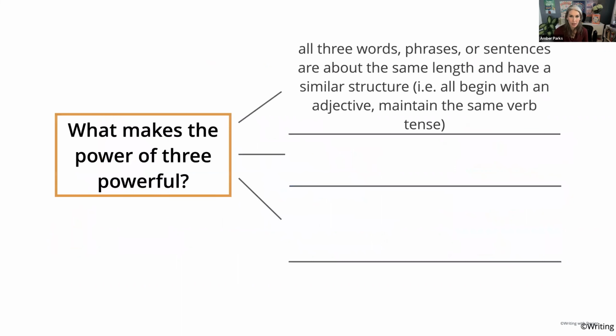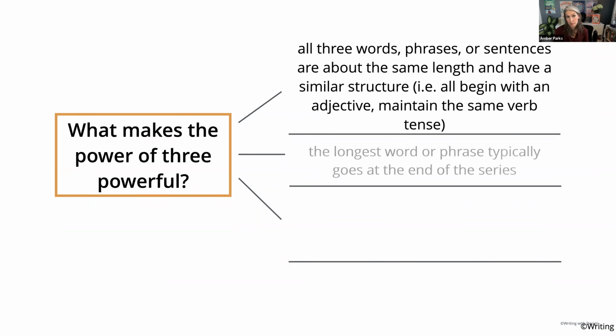So what makes it powerful? What do we need to do to make a power of 3 work in writing? Well, we want all 3 words, phrases, or sentences to be about the same length and have a similar structure. So they all begin with an adjective, they all maintain the same verb tense. This is really important, that we don't want to switch from past to present tense, for example, with verbs within a power of 3 or a series of 3. You want to make sure that it stays with what we call parallel structure.